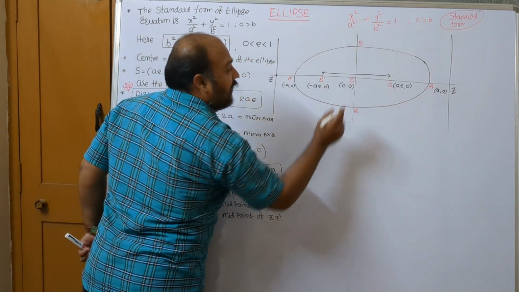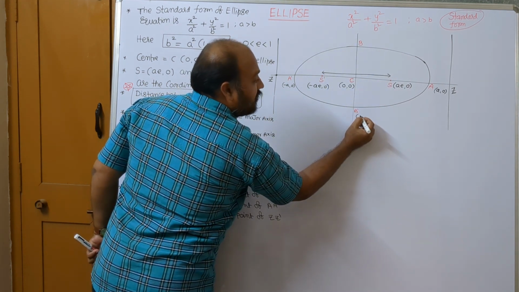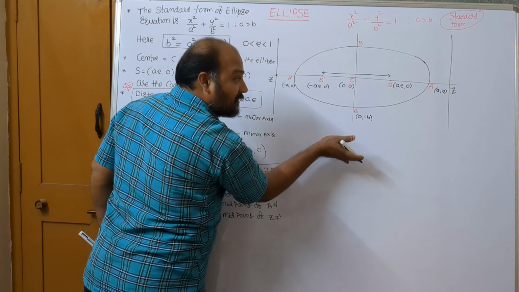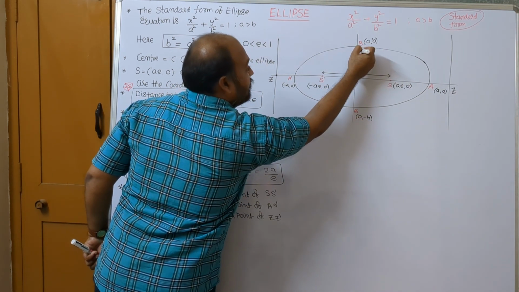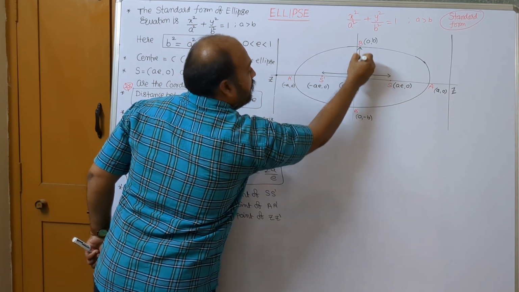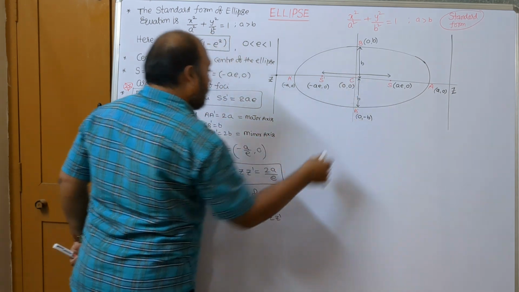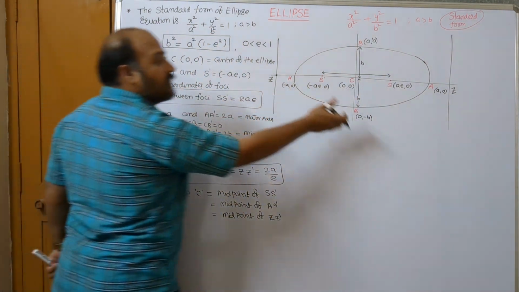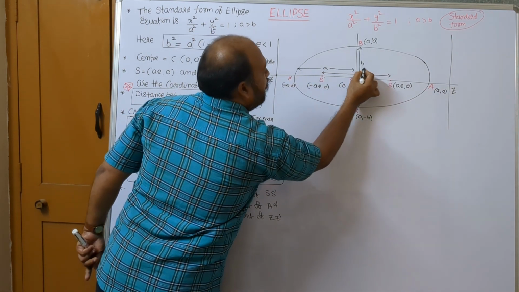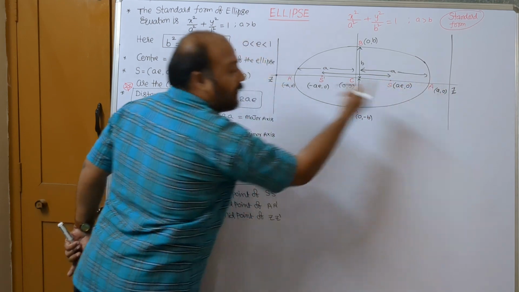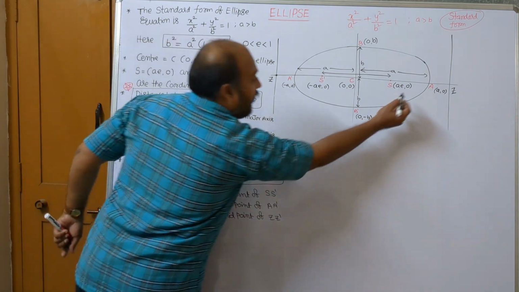In a similar way, center to B point and center to B dash: here (0, minus b), because below the x-axis, and above the x-axis is (0, b). From here to here the distance is b units, and even from here to here it is also b units. Total BB dash is equal to 2b. This is called the minor axis. From here to here it is a units, and from here to here is also a units. a plus a, 2a. AA dash is called the major axis. BB dash is called the minor axis.